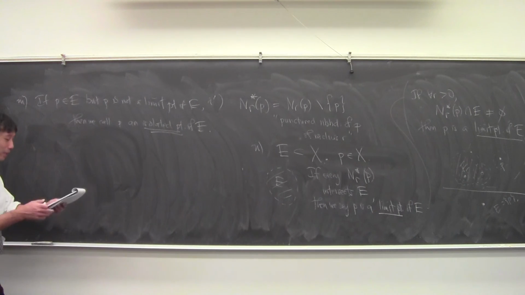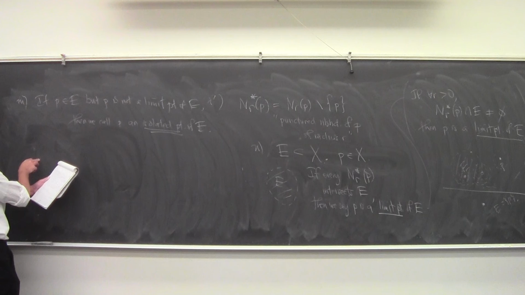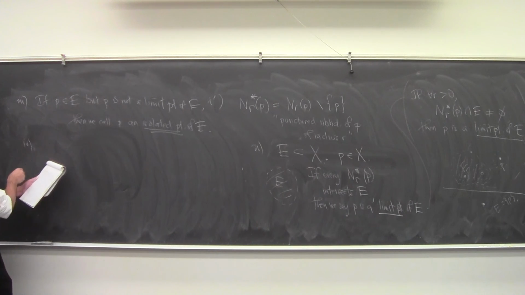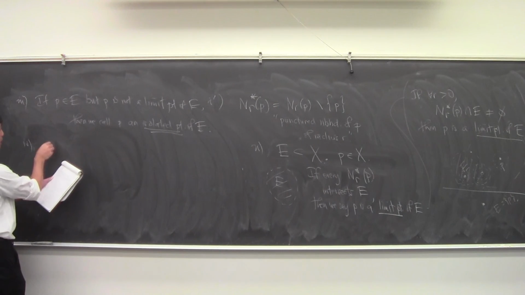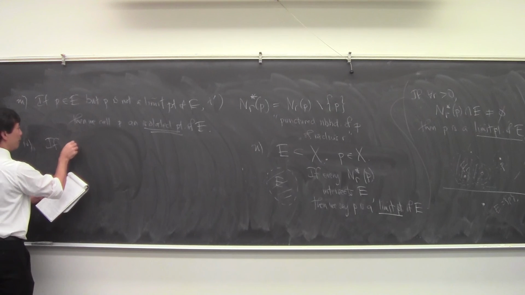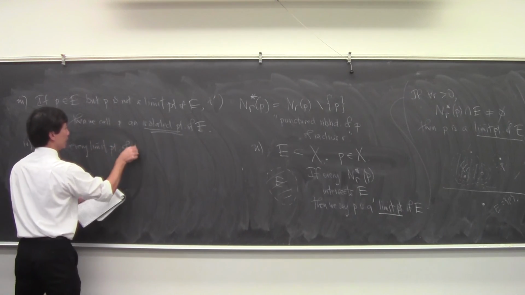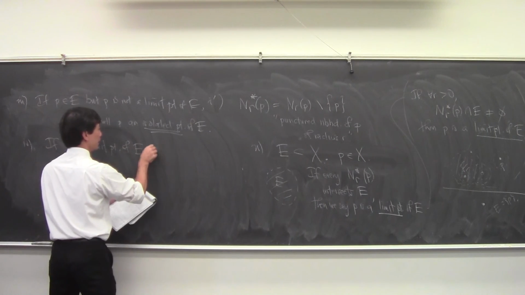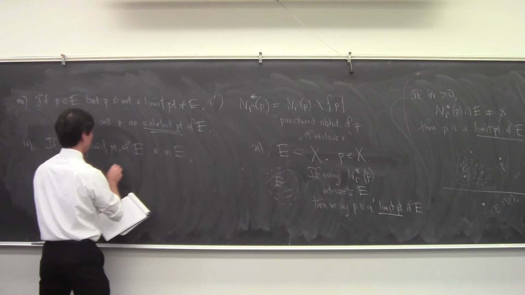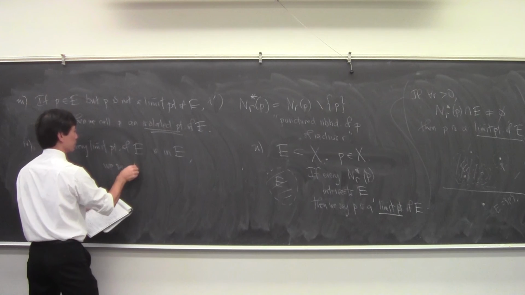Let me just get a couple of these in. I know I'm running a little late, sorry. Okay, so number four, if every limit point of E is in E, we say E is closed.